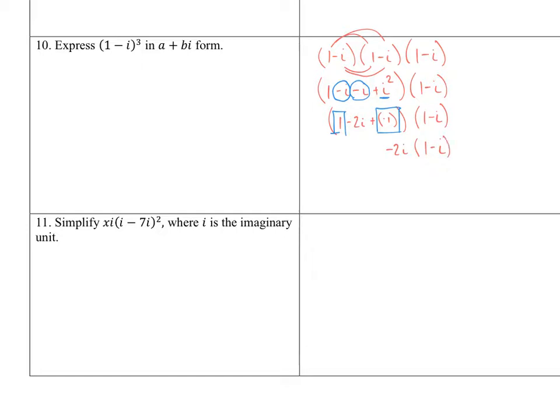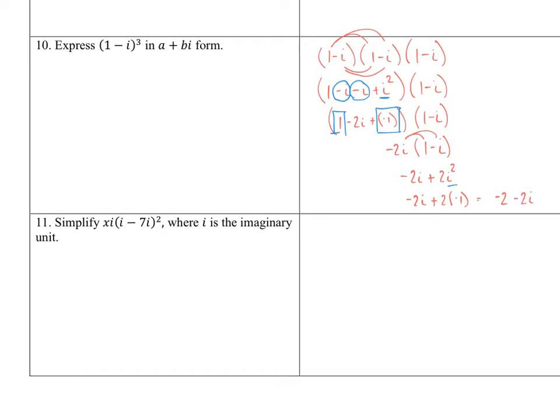So it's not actually so bad. I just have to distribute that negative 2i inside here. So I'll have negative 2i plus 2i squared. And remember, we can simplify that. So negative 2i plus 2 times i squared, and i squared is really just negative 1. So that equals negative 2 minus 2i.